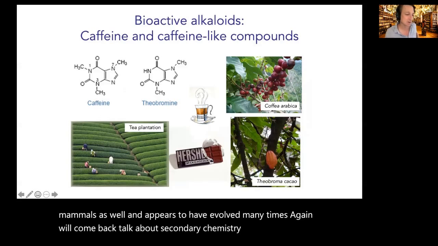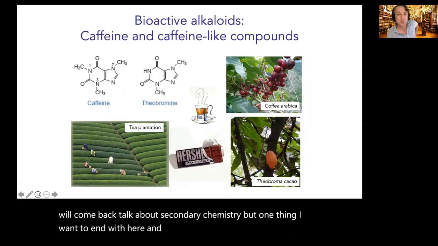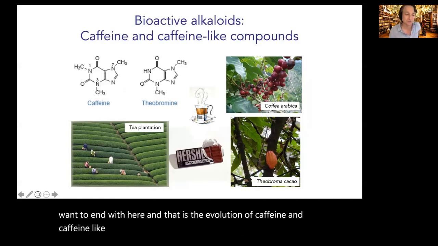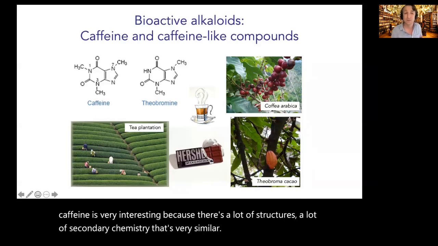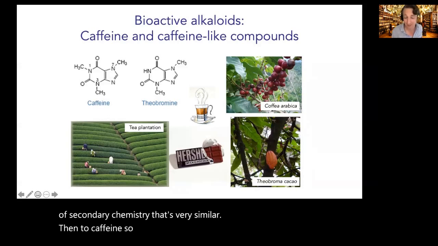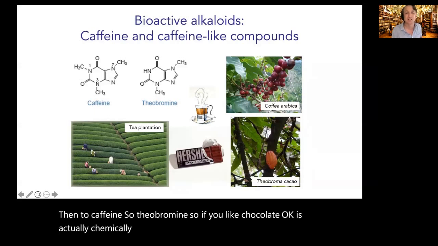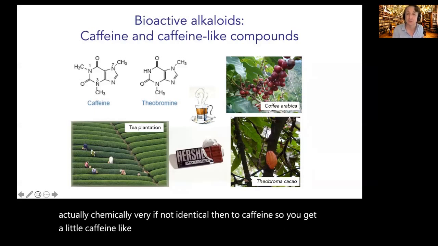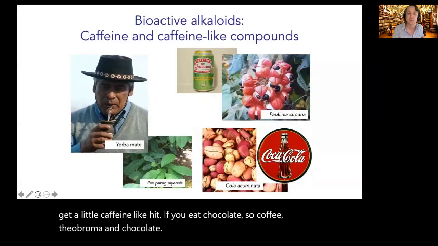But one thing I want to end with here is the evolution of caffeine and caffeine-like compounds. So it turns out that the evolution of caffeine is very interesting because there's a lot of secondary chemistry that's very similar to caffeine. So theobromine, so if you like chocolate, okay, is chemically very similar, if not identical, to caffeine. So you get a little caffeine-like hit if you eat chocolate. So coffee, Theobroma, and chocolate, very similar secondary chemistry.